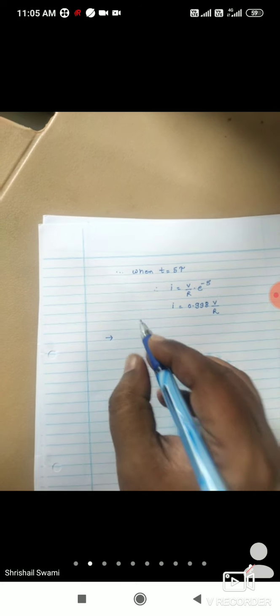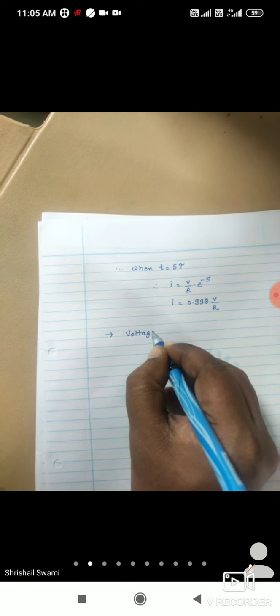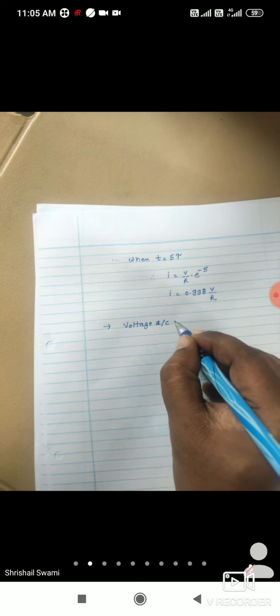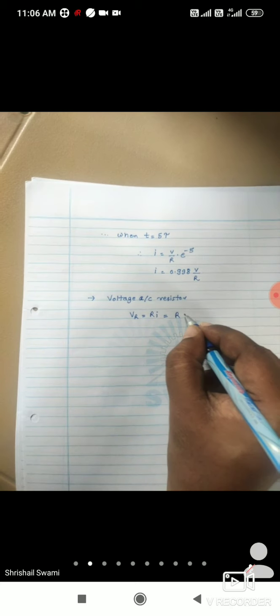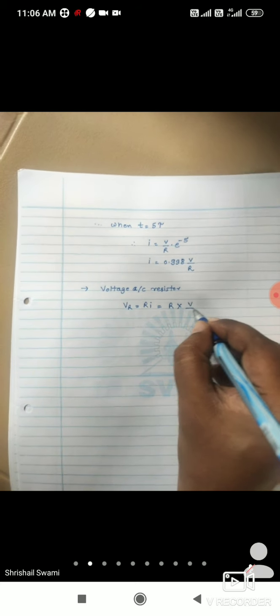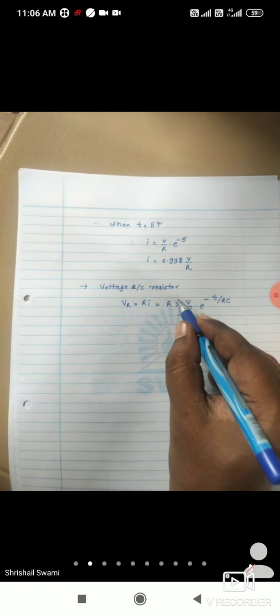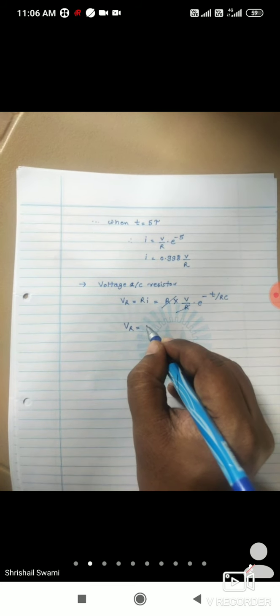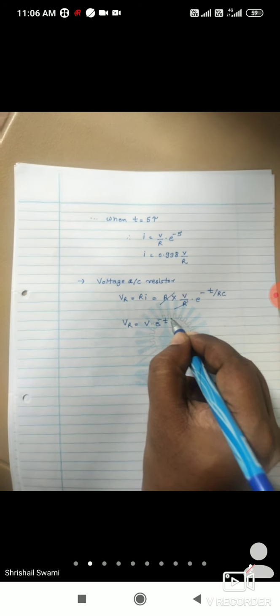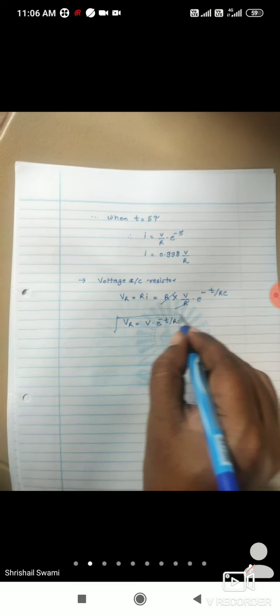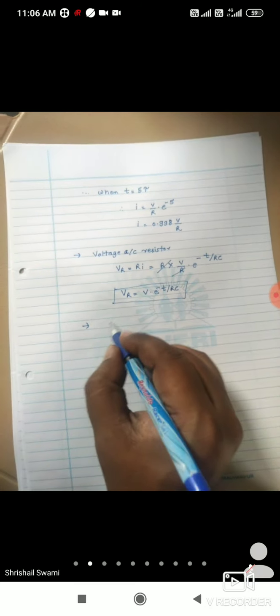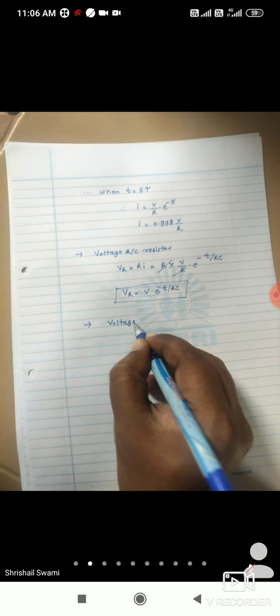So next point, how to find out voltage across resistor. The voltage across resistor formula is VR is equal to R into I, R as it is. So what is the formula of I? That is V by R into e raised to minus T divided by RC. So R and R will get cancelled. So VR is equal to V into e raised to minus T divided by RC, where V is the supply voltage.